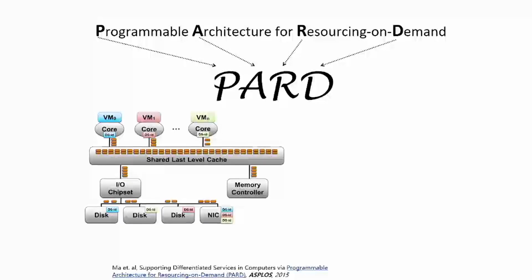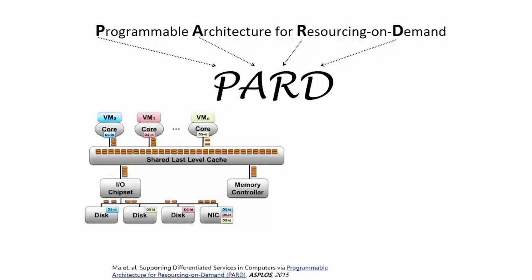In this way, the CPU can be unaware of control logic. We can use another way to program the control logic. So in such a design, we don't need to change the pipeline. We only need some modification to the memory hierarchy. So those are the design principles. Based on the general idea, we started to build a prototype. We call it PARD. This is a programmable architecture for resource on demand.